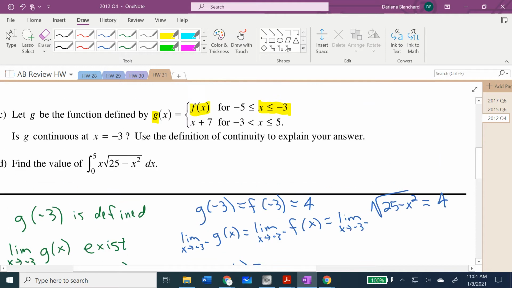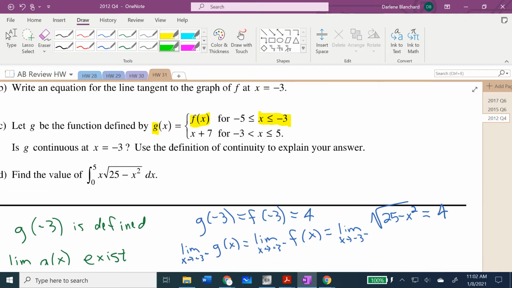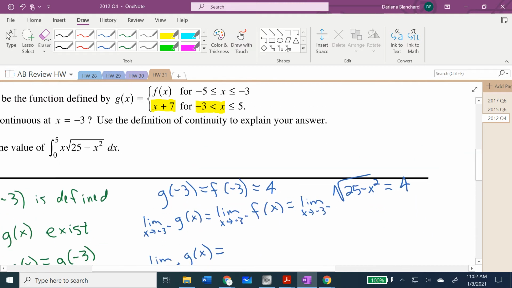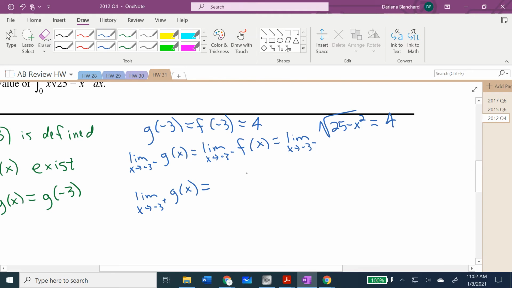Then for the limit coming in from the right side, I'm going to erase the other highlights. Coming in from the right is when x is bigger than negative 3. So this is now the expression for g of x, x plus 7. So you need to let them know that you understand what is different between the left-sided limit and the right-sided limit. And now I can plug the negative 3 in and get 4.